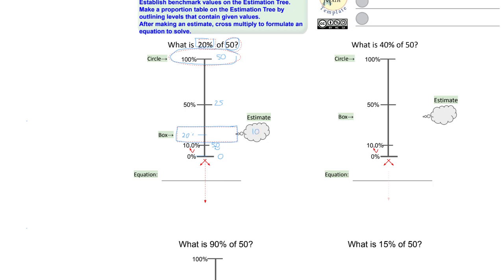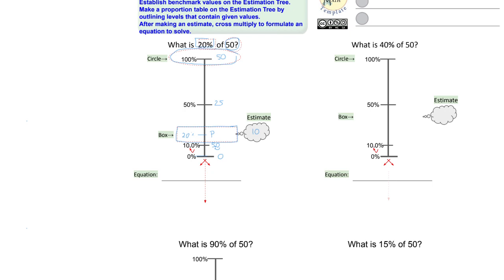In the interest of doing this eventually with harder numbers, this estimate's going to be important to get us grounded to an approximate answer. We're going to use an equation to find the solution using algebra. So I'm going to put a variable in here. I'm going to put P for part. All right, so we've got an estimate, 20% is about 10, and then we're going to confirm it using a procedure. So I'm going to cross multiply these quantities to derive an equation.